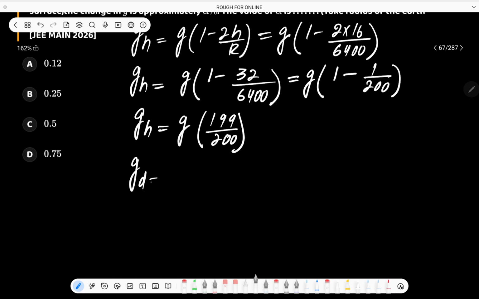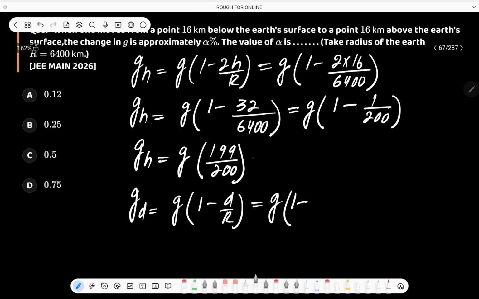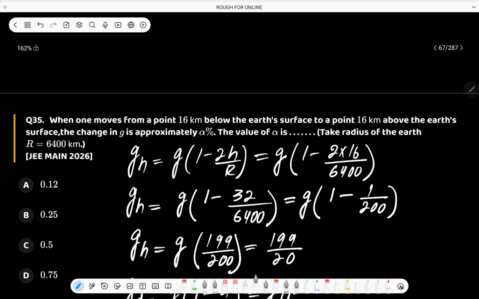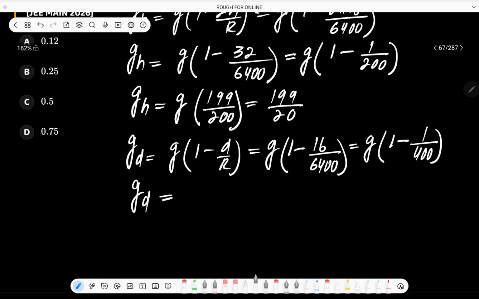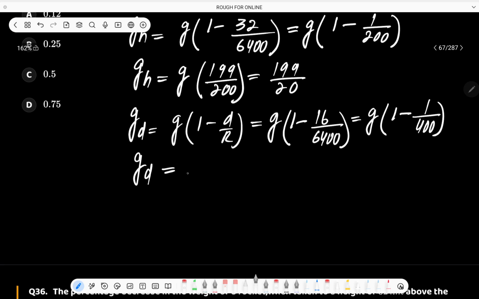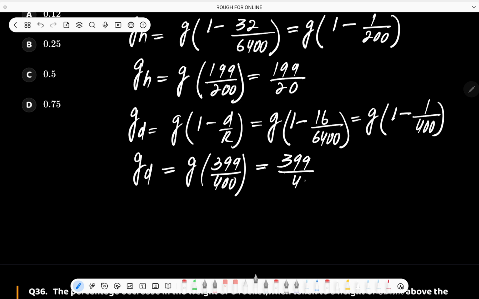What about the acceleration due to gravity at depth d? That will be g into (1 minus d/r). Here d is 16 kilometers, r is 6400 kilometers. It will come out to be g multiplied by (1 minus 1/400), isn't it? So gd, the acceleration due to gravity at depth d, will be 400 minus 1, that is 399 divided by 400. The 10 and 10 will cancel, so it will come out to be 399 divided by 40.